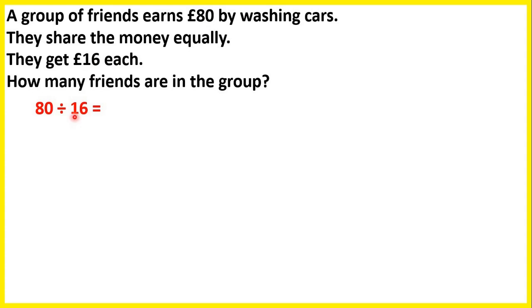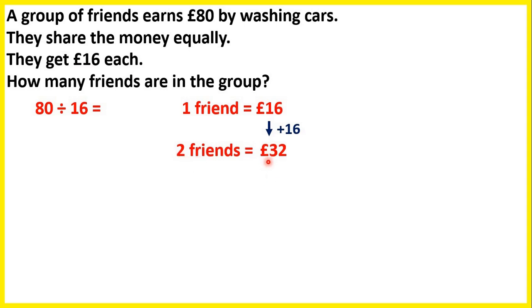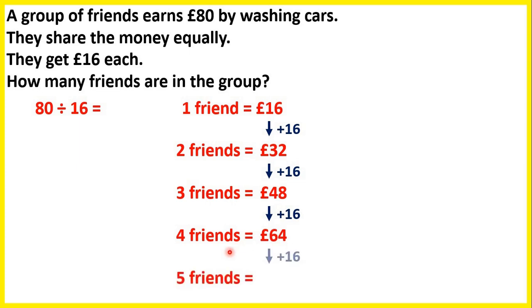One way to do this is to count up in steps of 16 until we get to 80. So one friend will earn £16 because that's how much they each get. But if we add another £16, that means two friends will get £32. Three friends, if we add another £16, will get £48. Four friends will get £64, and then 5 friends will get £80. So that means 80 divided by 16 is 5, so that means that there are 5 friends.